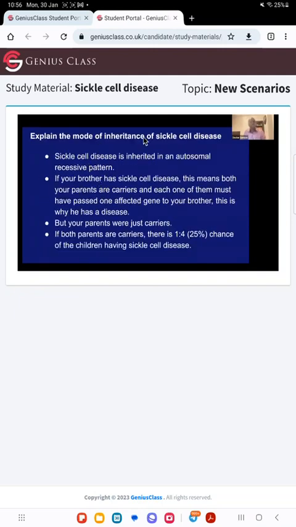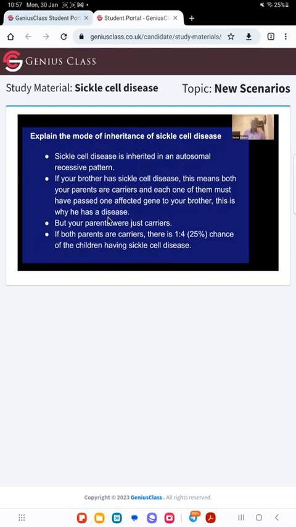Now, explain the mode of inheritance of sickle cell disease. Sickle cell disease is inherited in an autosomal recessive pattern. Okay, now this may be difficult for you to understand, but what it simply means is that if your brother has sickle cell disease, both of your parents are likely to be carriers of the disease. And each one of them must have passed one gene for sickle cell disease, or one affected gene, to your brother.